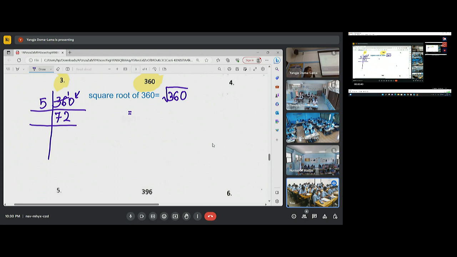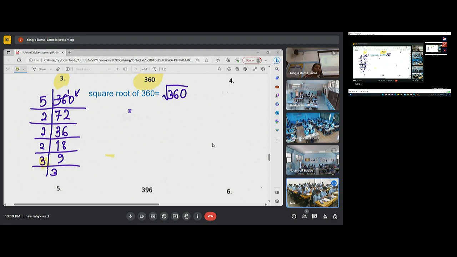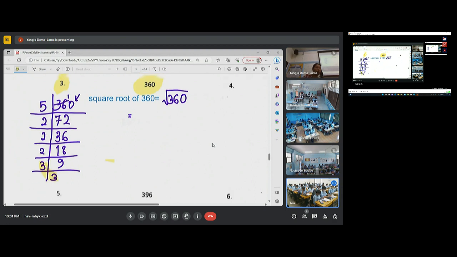It is 72, right? Can you divide by 5? No. We divide by 2. 36. 2. How many? 18. 2 how many? 9. 3. 3. So how many squares we have? Let's see. 3 square. We have 3 square. We have 2 square. But we don't have another square. Do you understand this?